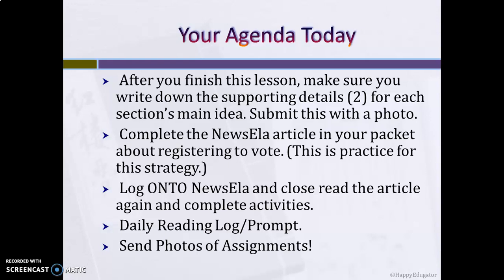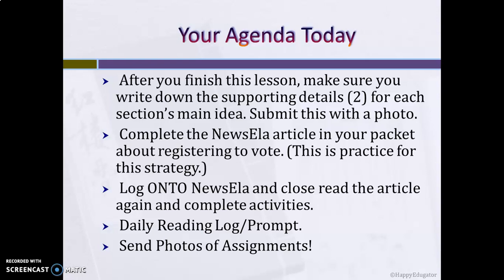So what your agenda is going to be today is after you finish this lesson, you need to go back and take a look at the passage. You need to write down the supporting details for each section's main idea. So in that passage about national flags, we did the main idea for each section. Now your job is to find two supporting details for each section's main idea. You need to make sure that you submit this with a photo or as an email.